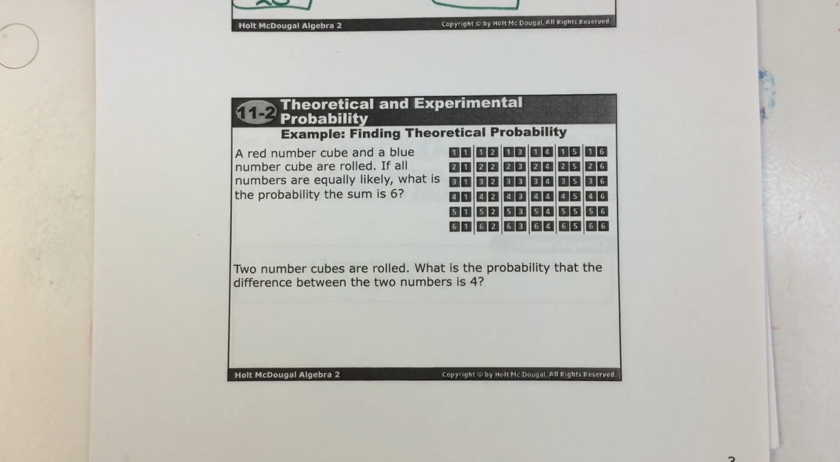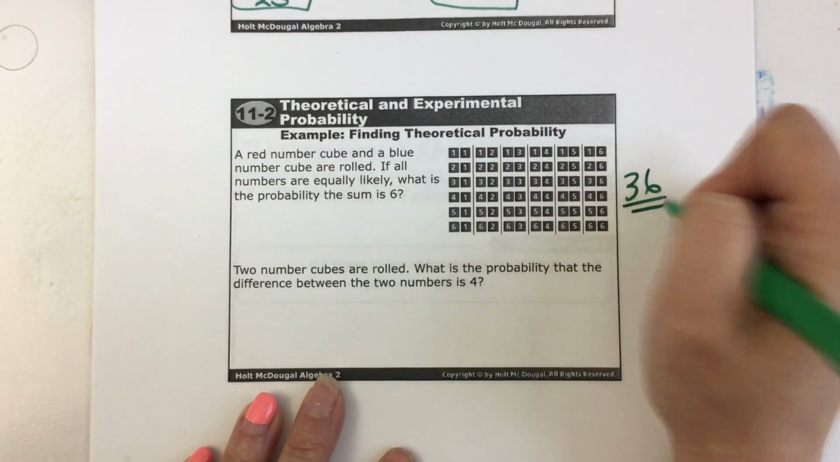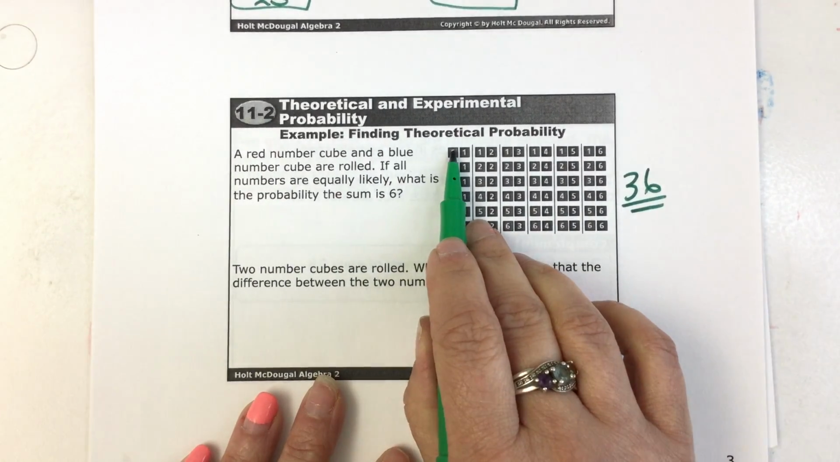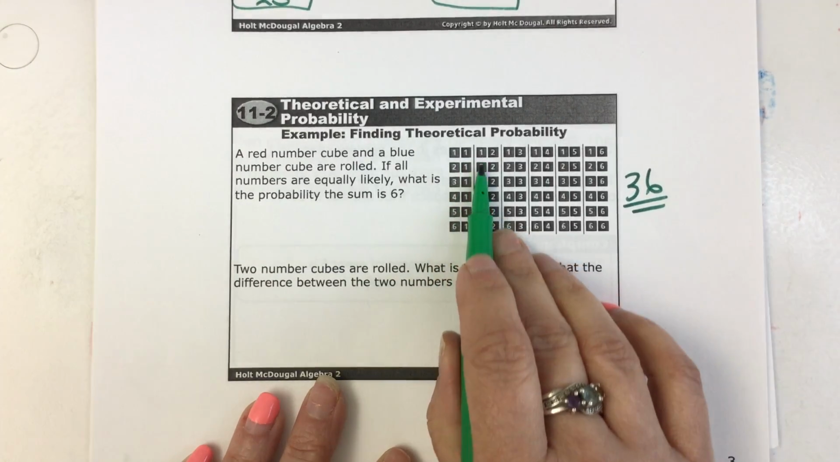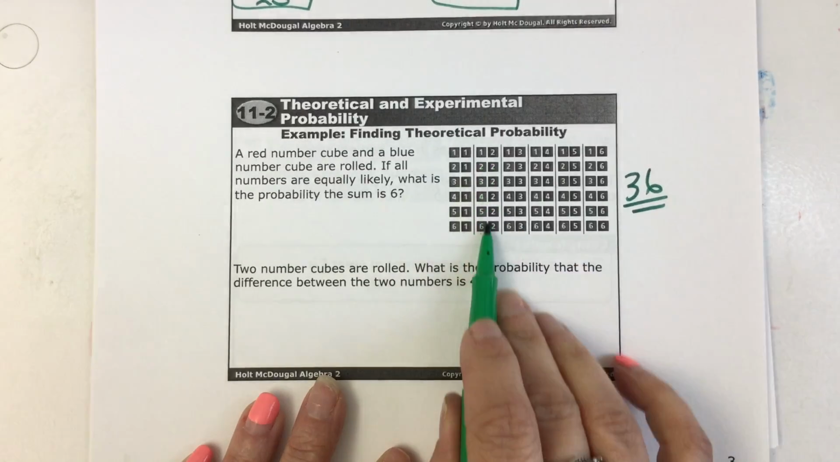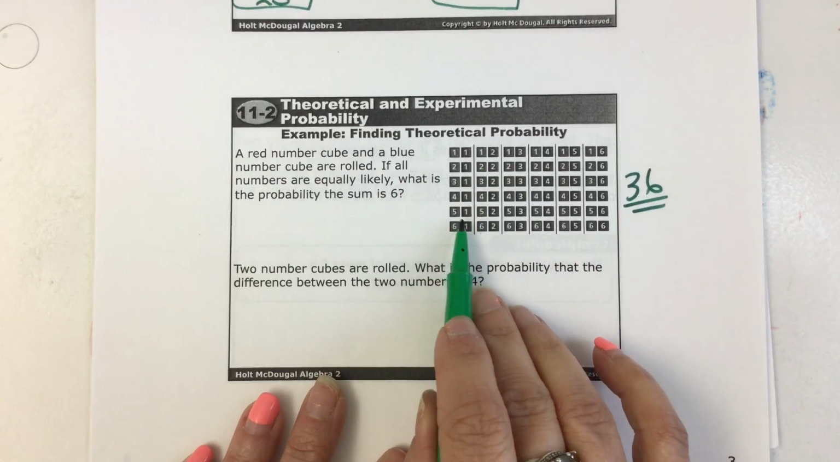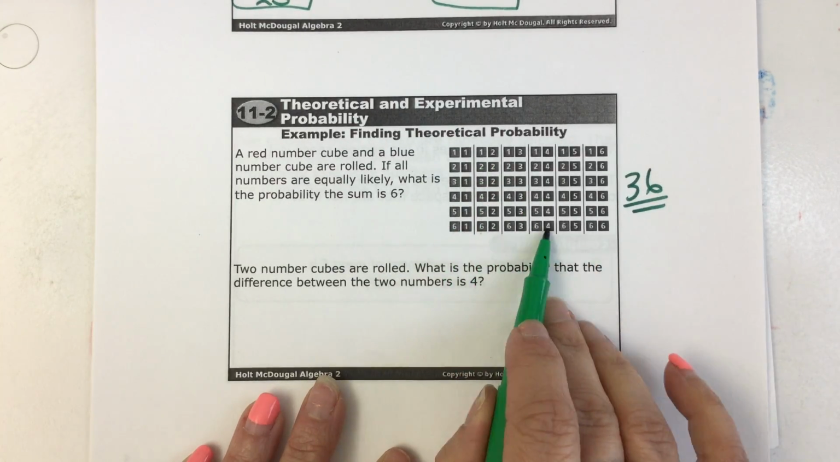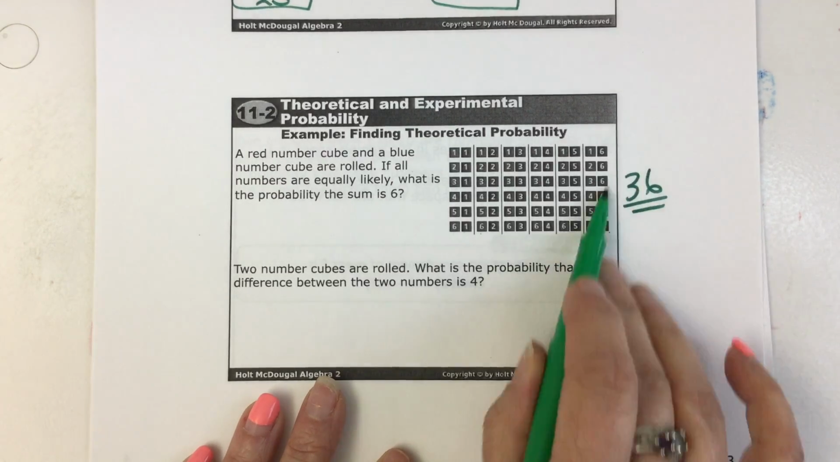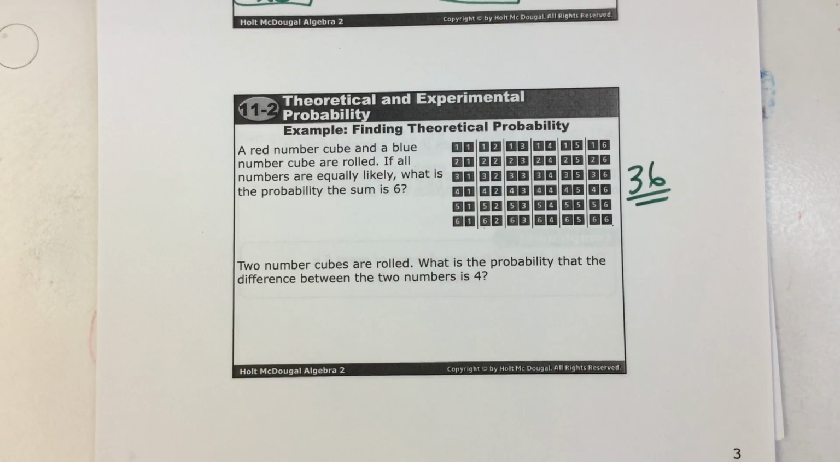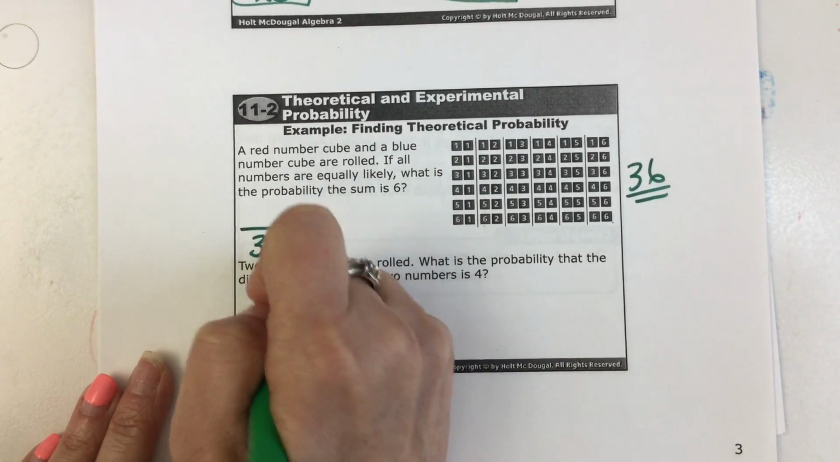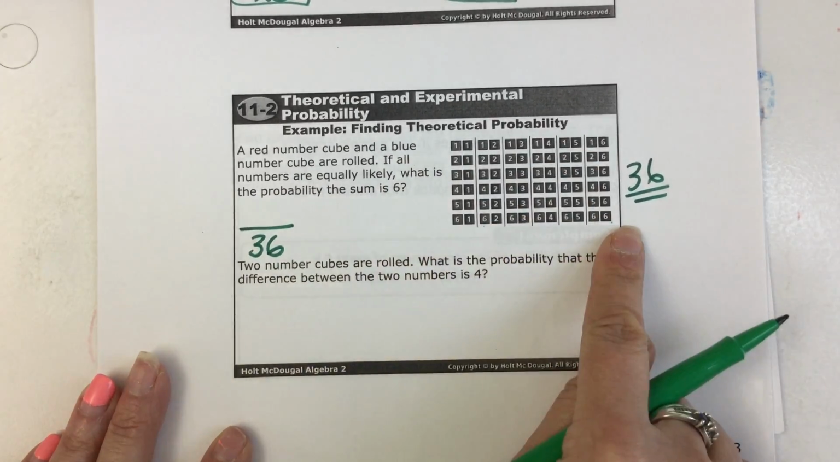Let's say that you roll 2 number cubes. You actually have 36 different things that can happen because the first number could be a 1, 2, 3, 4, 5, or 6, and the second number could be a 1. First number could be a 1, 2, 3, 4, 5, or 6, second number could be a 2. And that goes all the way through where the second number could be a 1, 2, 3, 4, 5, or 6. So there are 36 different things that can happen when you roll two number cubes. So your denominator would be 36 because those are all the possibilities.